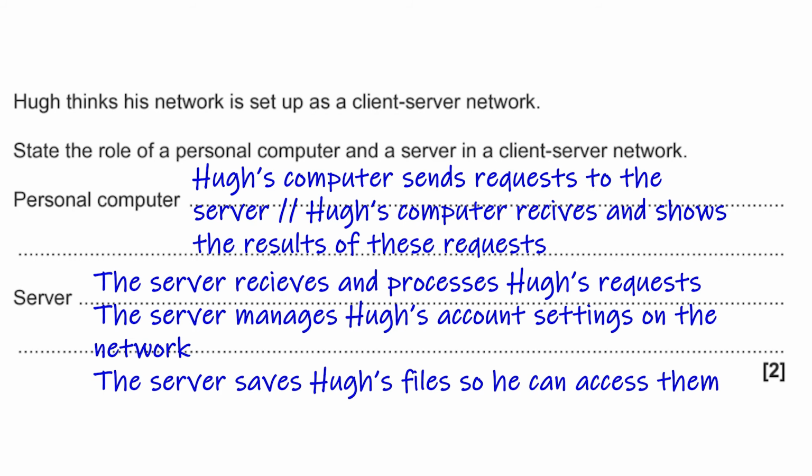Okay, so to get 1 mark, you could say that Hugh's personal computer sends any requests to the server. What the server does in this situation is it takes his requests and it processes them and gives him the data and information that he needs. It also manages any clients and accounts on the network, so it actually allows Hugh to log on in the first place, and it stores all of the files in a central location so that Hugh can access them.